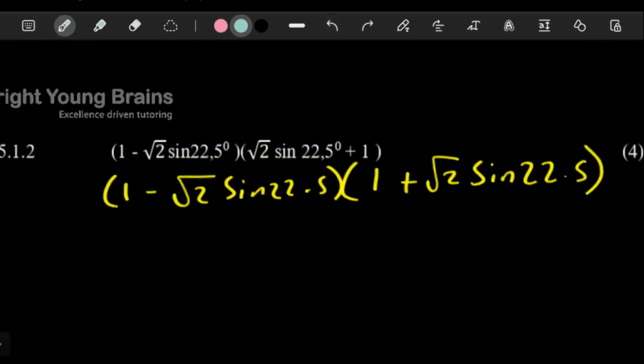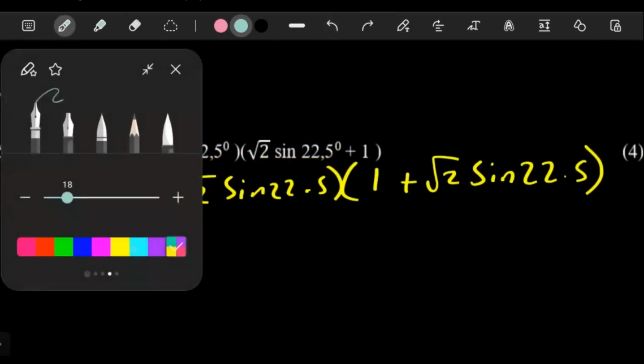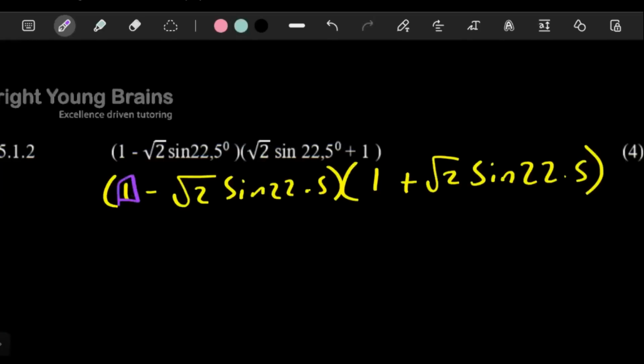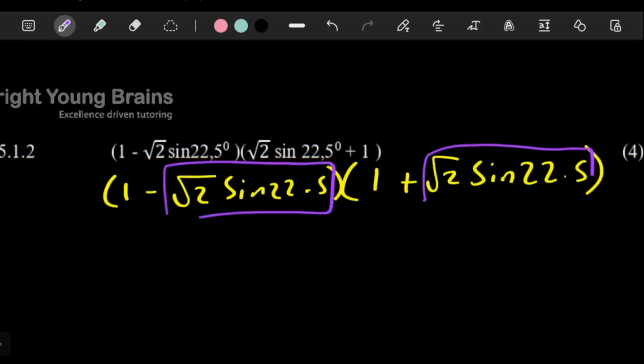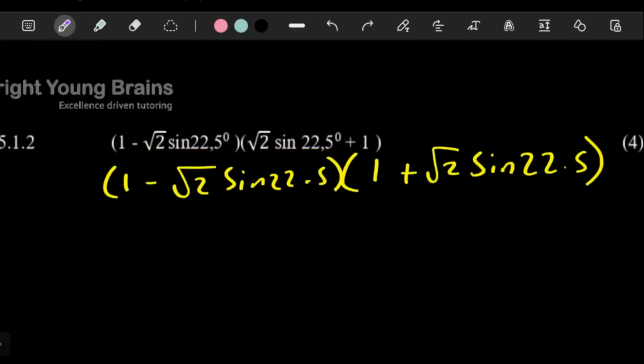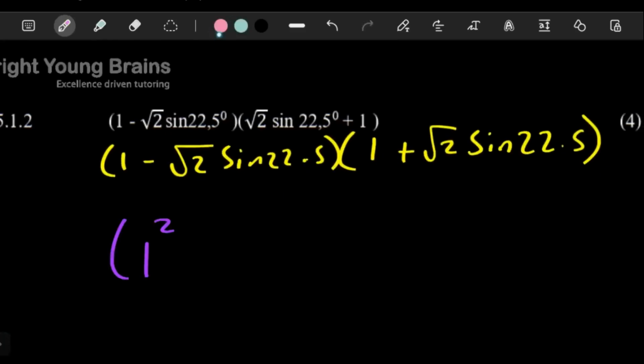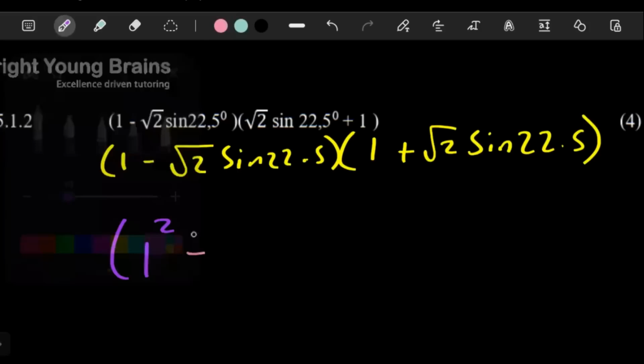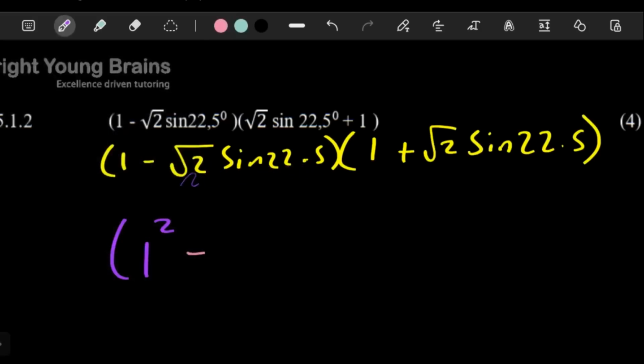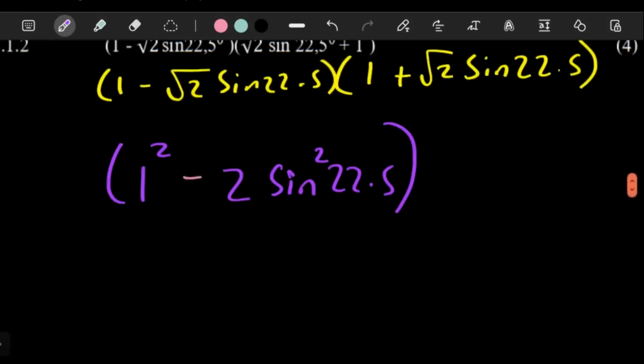The difference of two squares means you have to square this value, right? And then you have to square this value also. And you put it in brackets with a minus in the middle. So 1 squared is just that. And then this value squared is square root of 2 squared, which is 2, and then sine 22.5 squared. That's the difference of two squares. So this is what you're dealing with. Fortunately, 1 squared is just 1, so we have 1 minus 2.